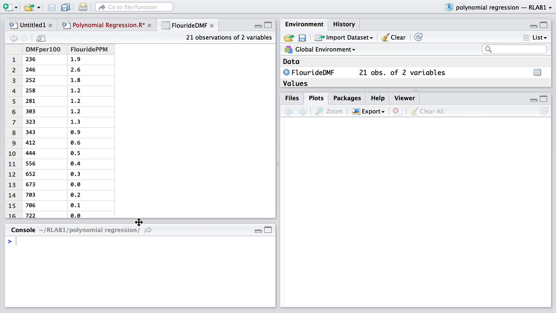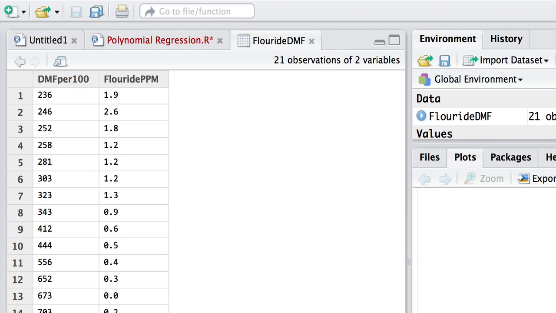Hello, and welcome to this exercise in which we fit a polynomial regression model to data in RStudio. These data derive from a study by Jones and colleagues in the British Medical Journal, and their work was concerned with decayed, missing and filled teeth in children and how that might relate to the fluoride concentration in the water that the children were drinking.